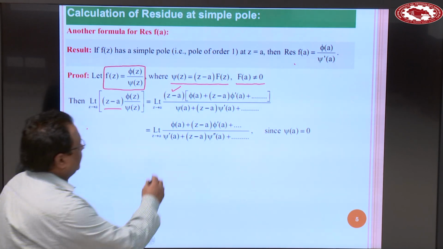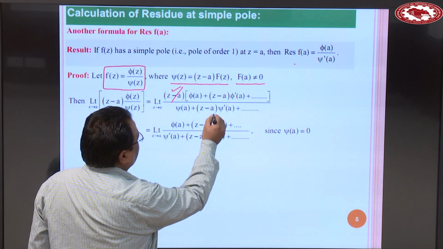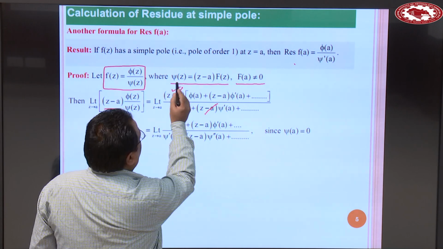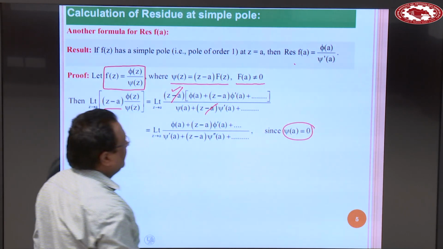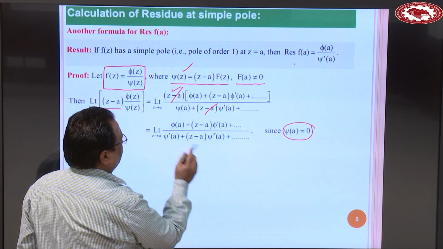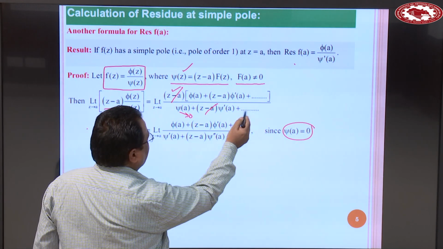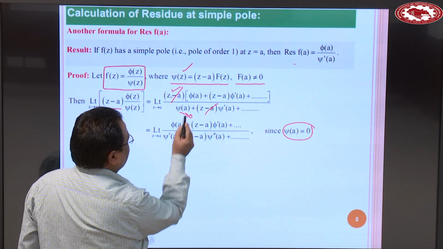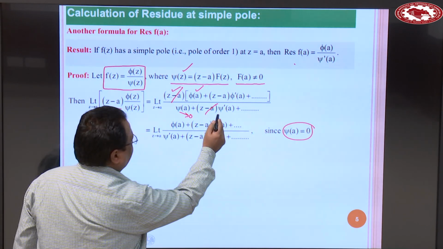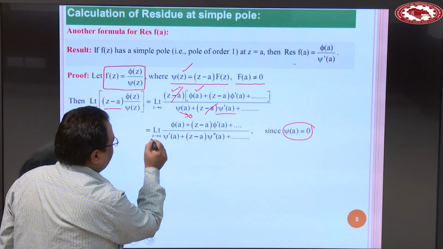Now in this result, see, this z minus a term and this term cancel, because phi(a) is equal to 0 from this result. So this term is 0, right? Now the remaining term, this and then the next term. So this term and this term cancel. So we obtain phi dash(a) plus (z minus a) phi double dash(a)... no, we obtain phi(a) plus (z minus a) phi dash(a) plus and so on, over psi dash(a) plus (z minus a) psi double dash(a) plus and so on, and taking the limit z tends to a.